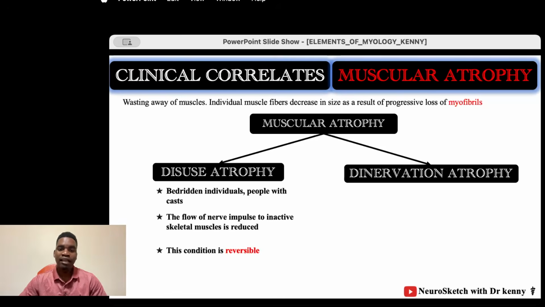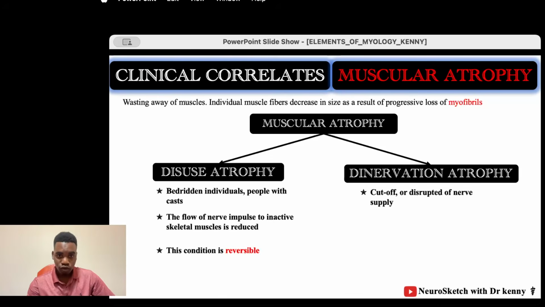But we also have the other one, denervation muscular atrophy. Some muscles will atrophy just because they lack the nerve supply. The previous muscle was atrophying because it was lacking activity. It was not used, that's why it atrophies. But this one will atrophy because it lacks the nerve information. It is not put into play.